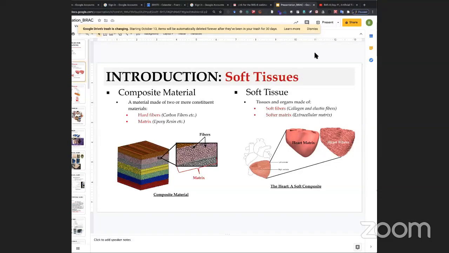Soft tissue is very similar to a composite material, like it has soft fibers which are collagenous and elastin fibers, which are embedded within a softer matrix such as extracellular matrix, for example the human heart. So here in the figure we are looking at a heart matrix, and within that a very complex organization of heart fibers. Together they form the human heart, and this exhibits a very anisotropic property. I'll get into all those details. Okay, next slide please, Dr. Mega.